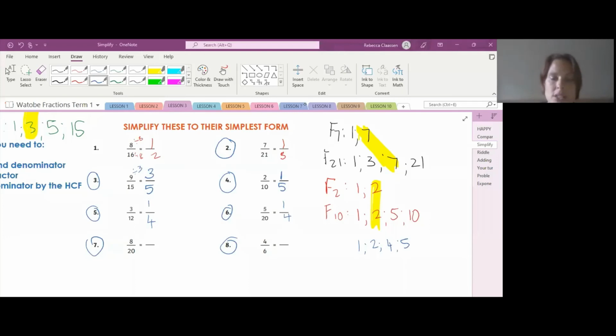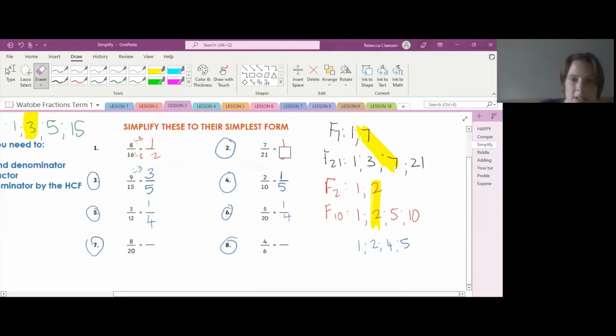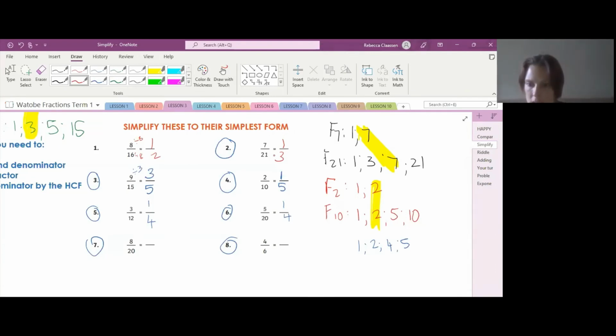So number 2's answer was 1/3. I'll put that at 0. My writing was a little bit skewed there. So 1/3. There we go. Right. Number 7. I think 7 was at you, Tara. Tara's hand is up, so Tara, can you do 7 for us? 7 is 1/5.